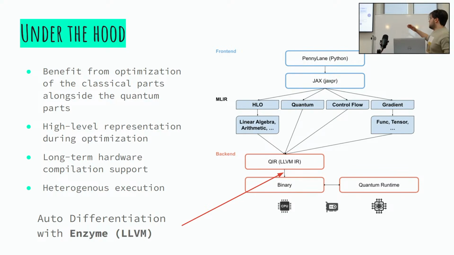So we go down to LLVM IR, plus every quantum call follows the QIR specification. It's just a specification to write LLVM functions, and then we implement those calls in a quantum runtime, which we link against at the end. And you see that the automatic differentiation will happen at the LLVM level by calling Enzyme autodiff.